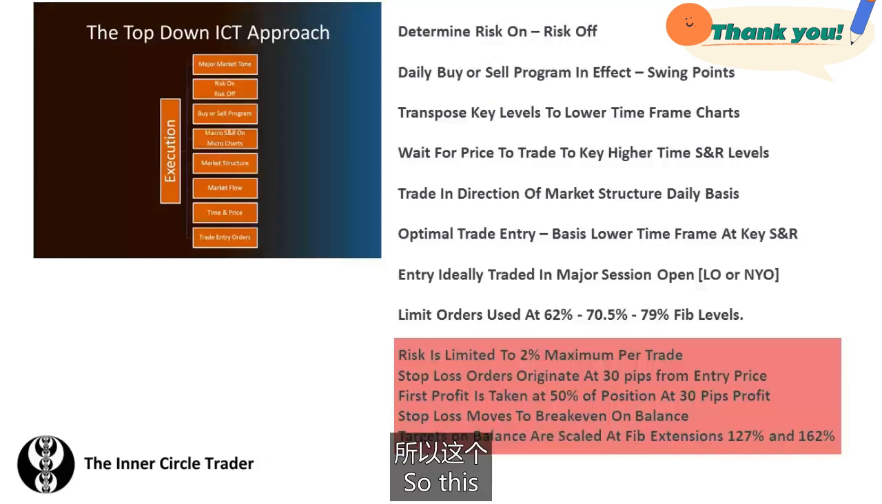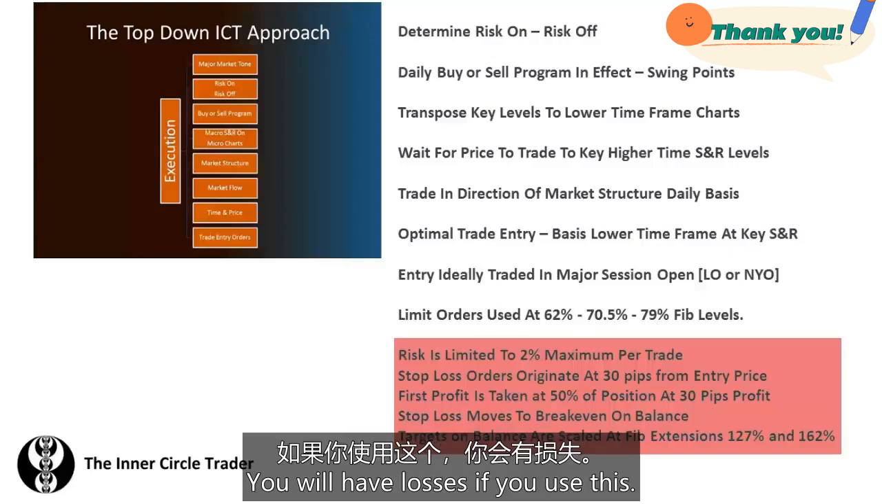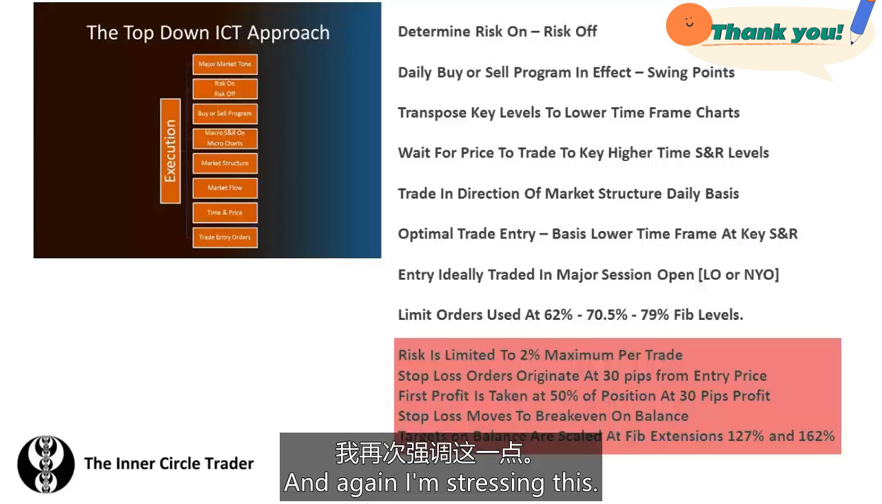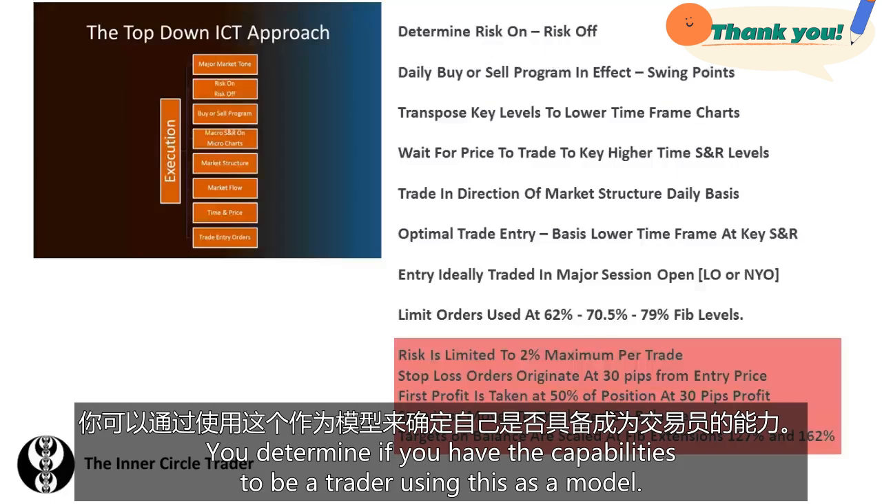You're going to have a string of losses. So this example is not exempt from that. You will have losses if you use this. Okay, and again, I'm stressing this. Use this in a demo account. Okay, you determine if you have the capabilities to be a trader using this as a model.